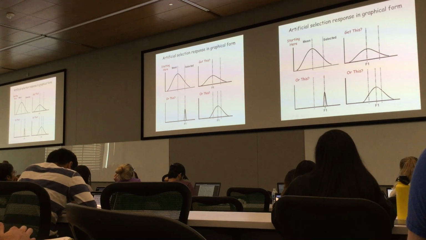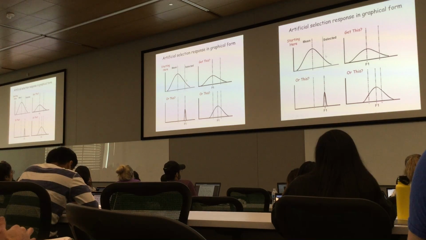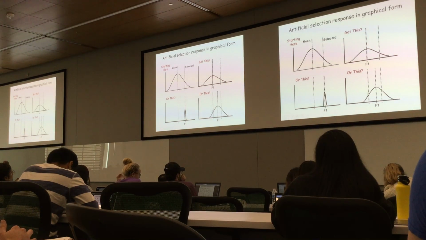Okay? And we're going to ask the question, if we select parents here, what will happen when we breed those parents together? Okay? So a number of things could happen, and that's kind of what I'm trying to indicate here, and here, and here. So what about this one?